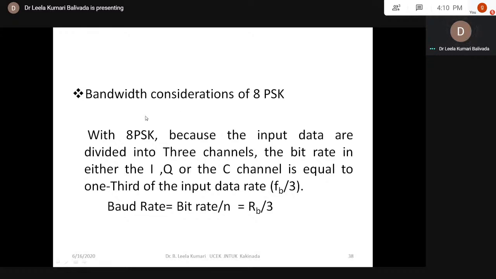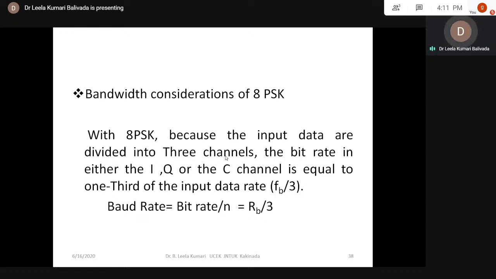So the bandwidth considerations are as follows. With 8 PSK, because the input data are divided into 3 channels, the bit rate in each of the I channel, Q channel and C channel is equal, which is 1/3 of the input data rate, given by FB by 3. The minimum bandwidth is equal to the baud rate, which is equal to bit rate by n. So here we are transmitting 3 bits per symbol. Therefore, the baud rate is equal to RB by 3. In QPSK, the baud rate is equal to RB by 2. In 8 PSK, it is RB by 3.